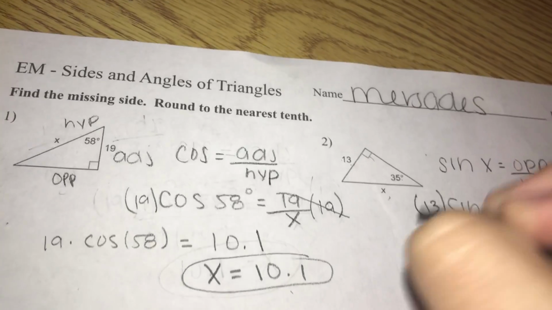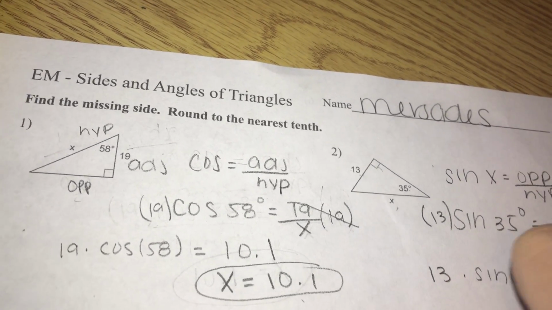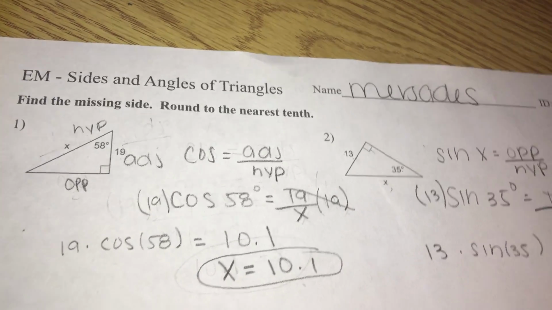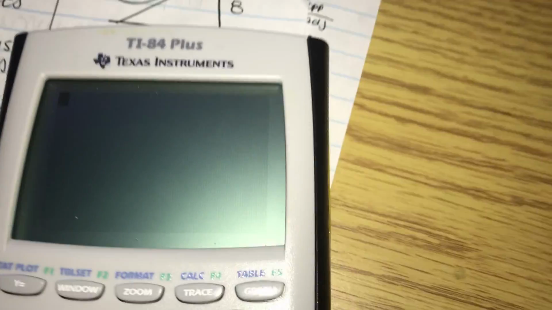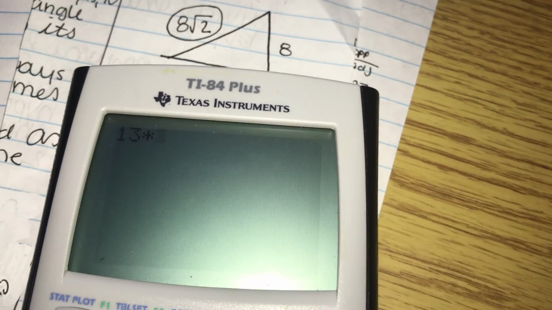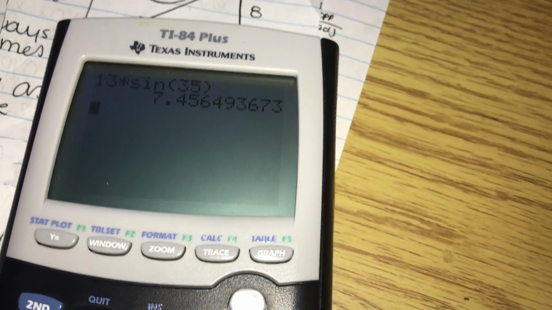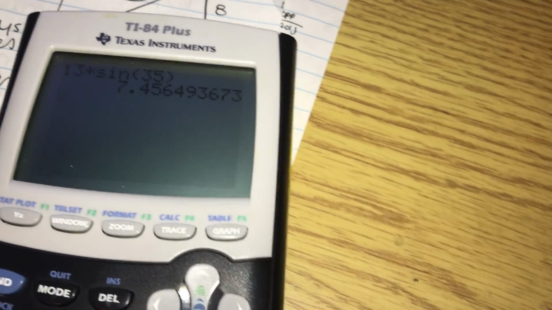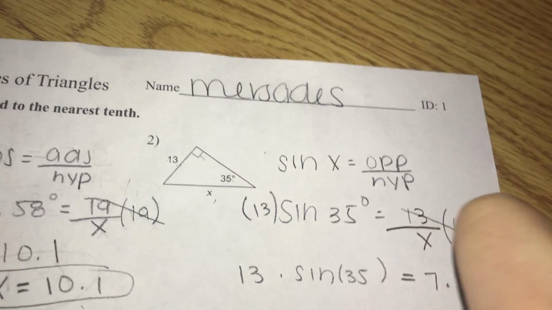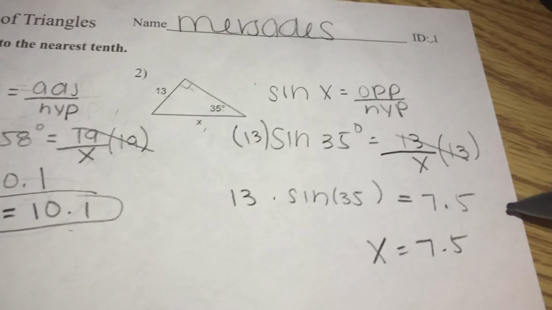This side cancels out, so 13 times sine of 35 equals, let's plug this into the calculator, 13 times sine of 35 equals 7.45, and we'll just round that to 7.5 since that's the nearest tenth. So x equals 7.5 for number 2.